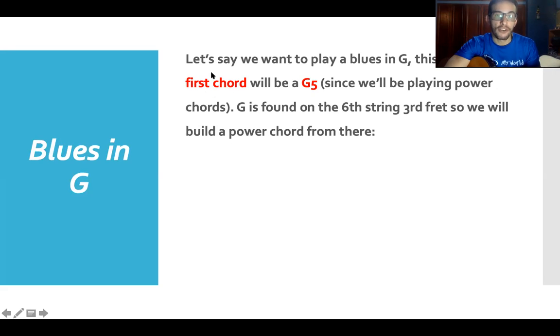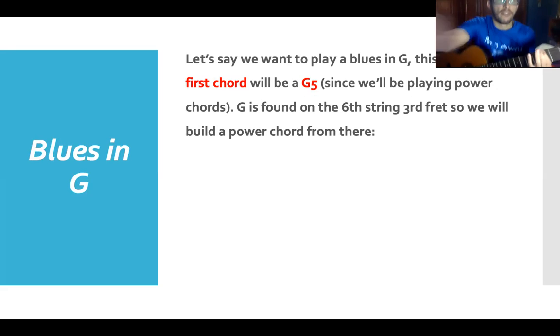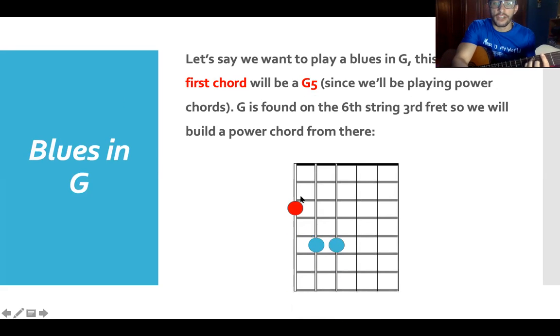So let's say we want to play a blues in G. This means our first chord will be a G5. We're going to be playing only power chords, that's why I say G5. So G, the note, if you remember from our third power chord lesson, G is right here on the 6th string, 3rd fret. So we build a power chord from there. Here we have the diagram, G5. There we go, that's the first chord.